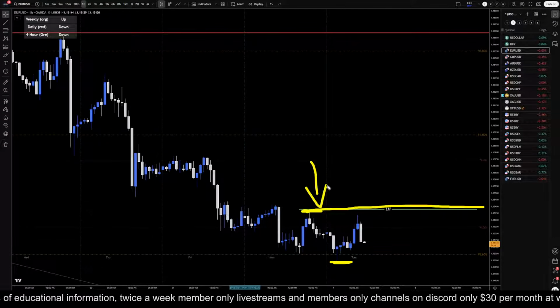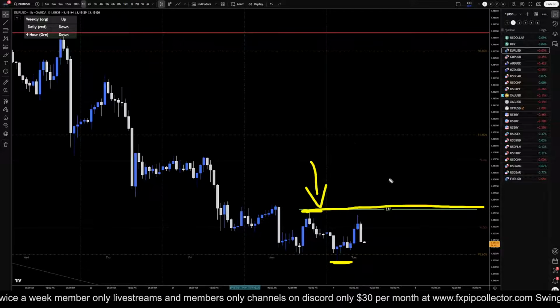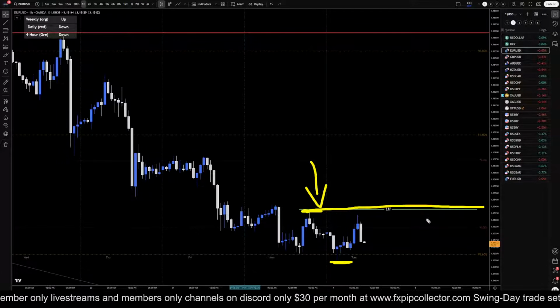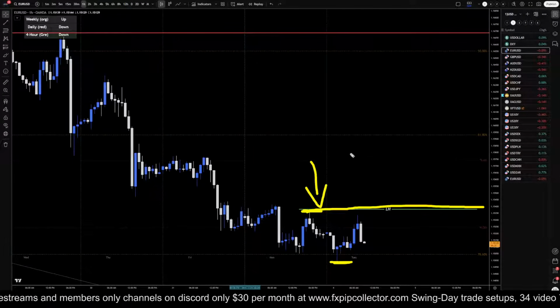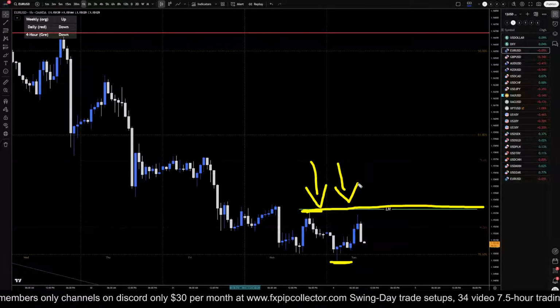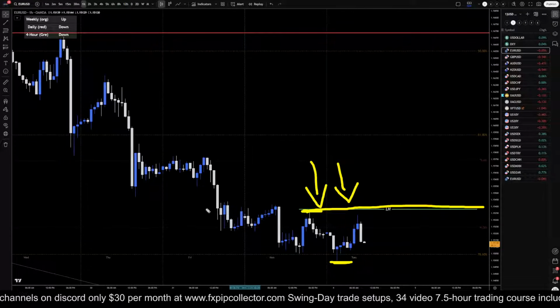If it breaks this high right here, as a short time frame trader, you could start looking for longs. But right now, in my opinion, there's definitely nothing to do but look for shorts unless or until we get a significant break of structure, which we do not have yet.